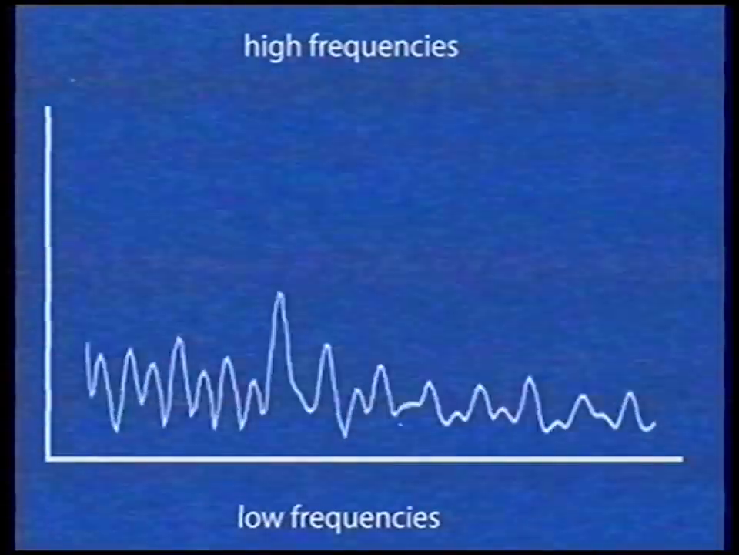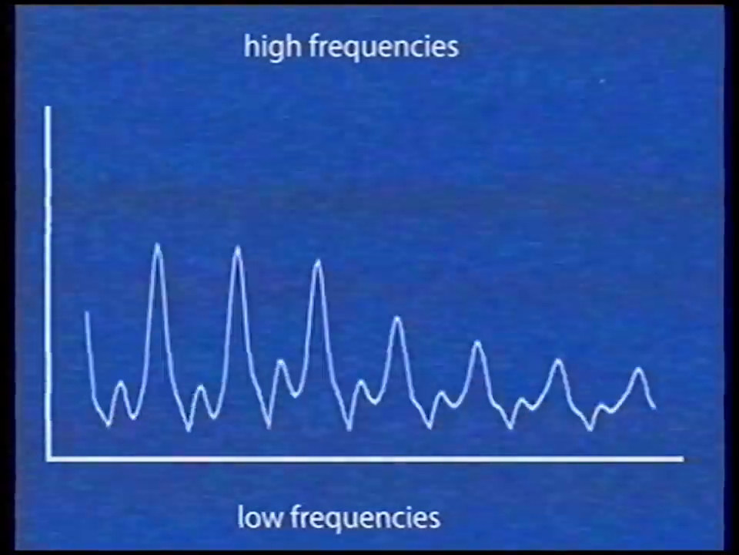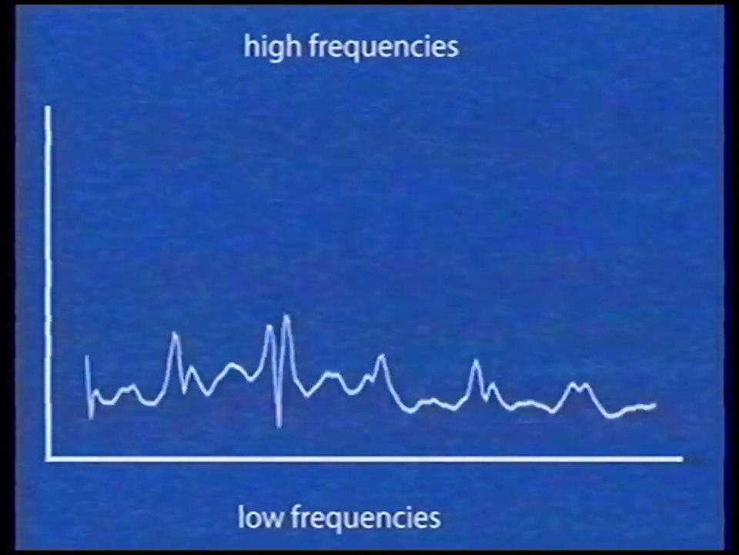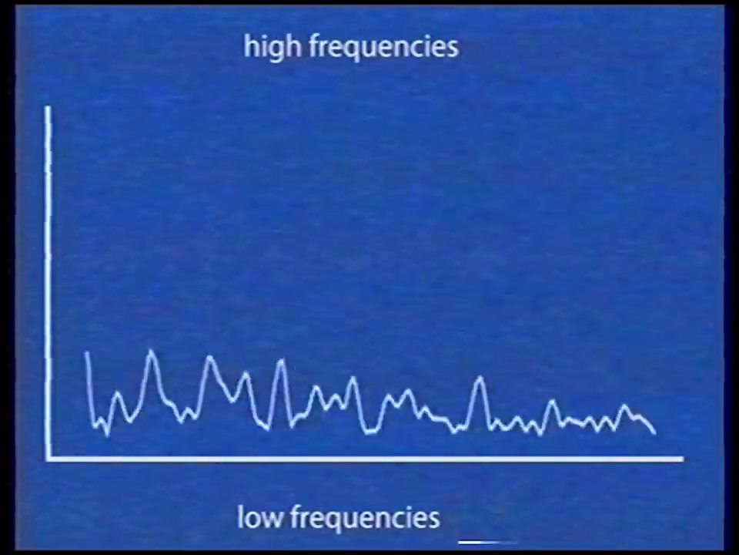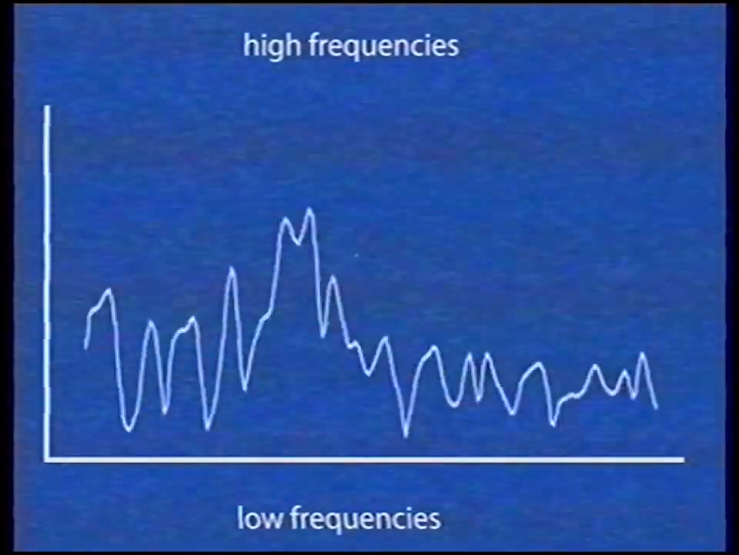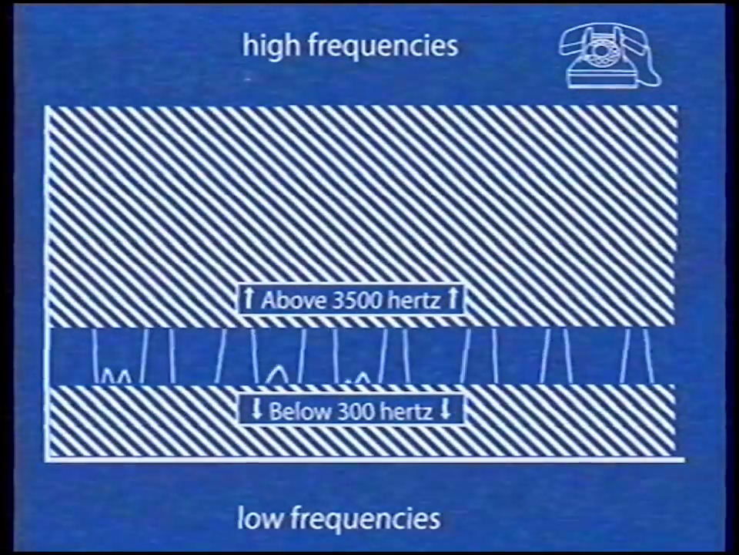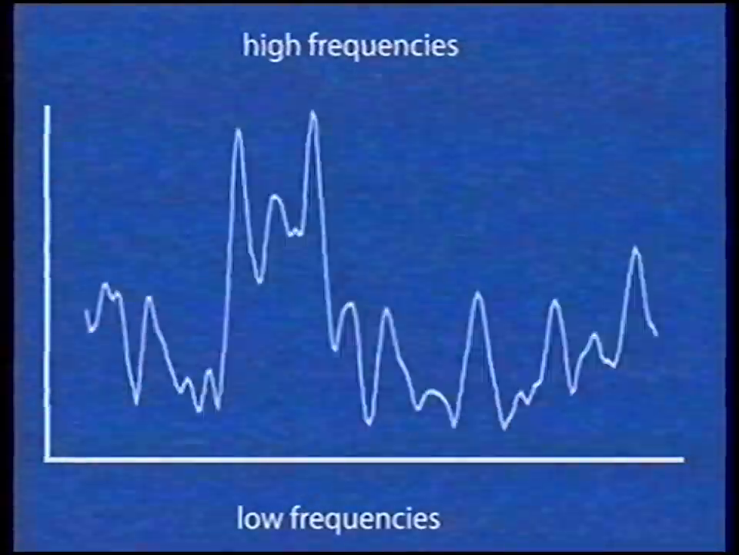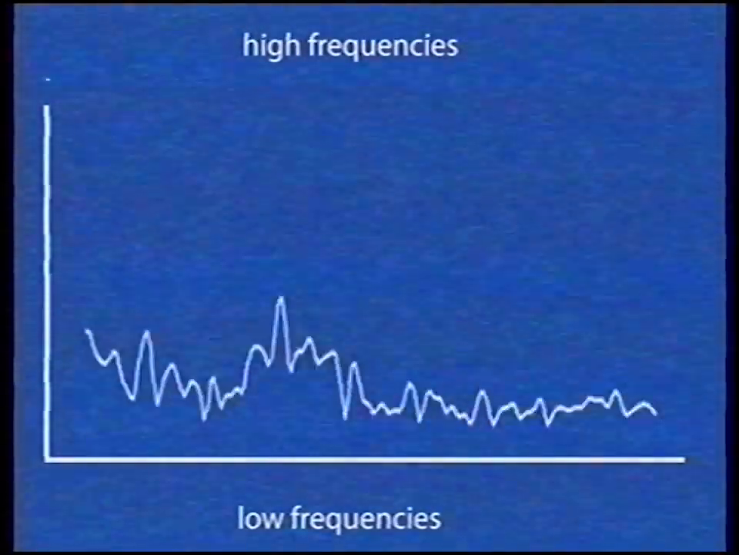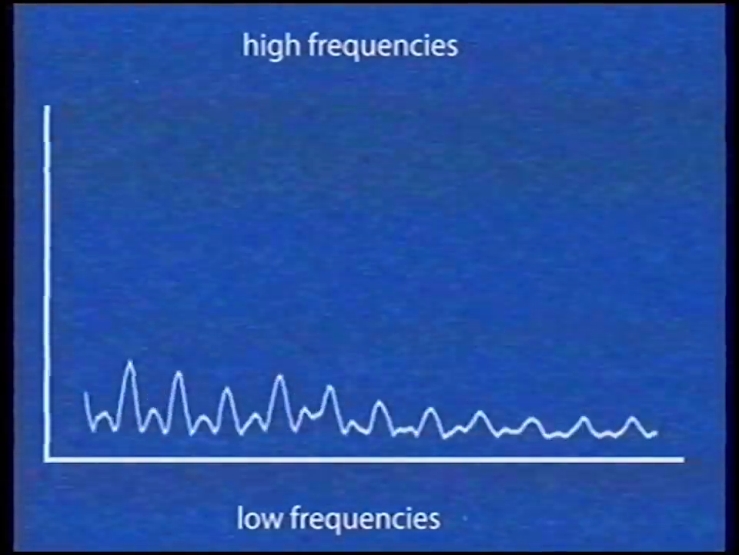This is a representation of music. As you can see, it has high and low sounds. Telephones have a band-limited channel. It passes audio that is limited to about 300 Hz to 3500 Hz, so you don't hear a lot of sounds, and that's why sound sounds different through the telephone. So it's technically not possible to send music through the phone, because music contains a lot of high sounds.